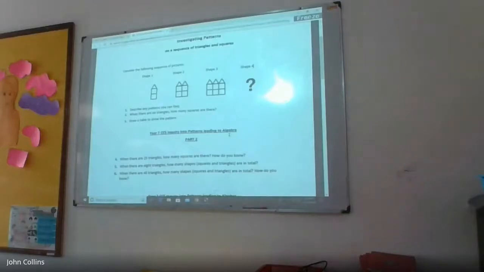Okay, so there's plenty of patterns we can find. When there's 6 triangles, how many squares would there be? 12. So we came across that in our patterns. It's double, isn't it? 6 triangles, double.